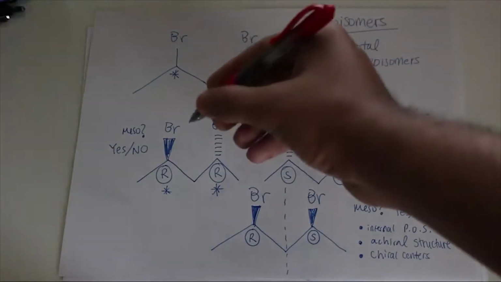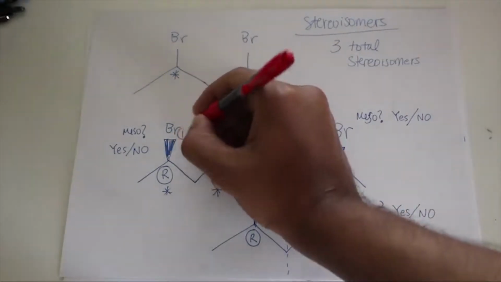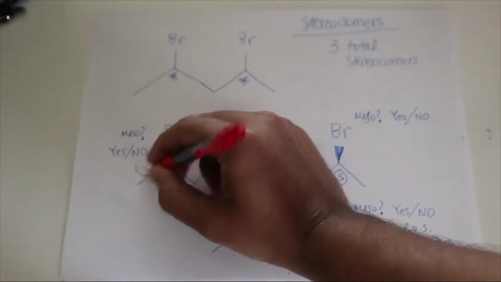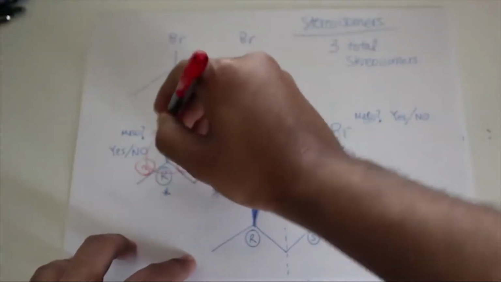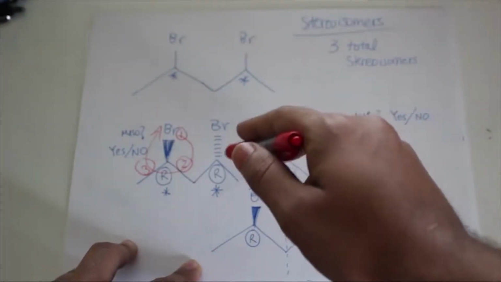So once we prioritize these, we see that this group would be an R. I'm just going to do the first one. I'm not going to do the rest. Okay, so we make it, and it's going to the right. So we have the R. Same thing for here. We'd also have an R.